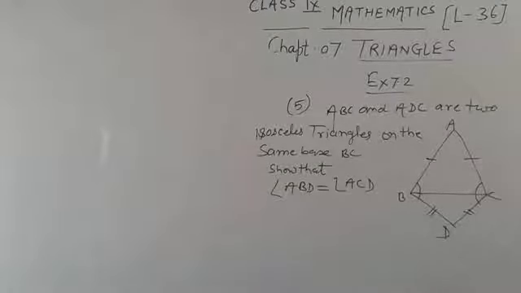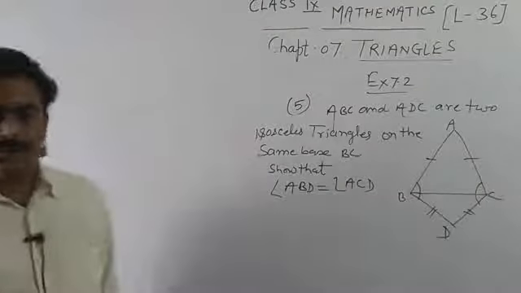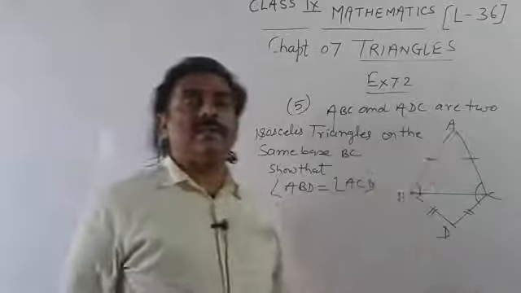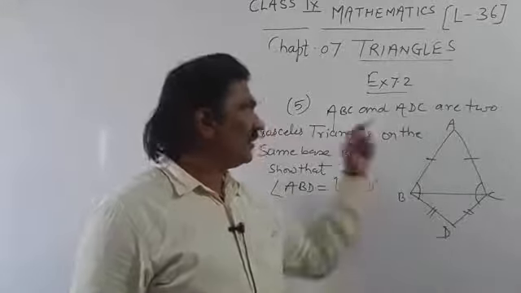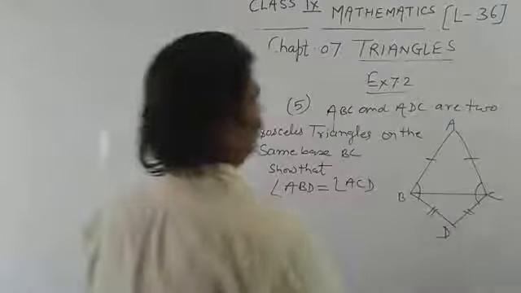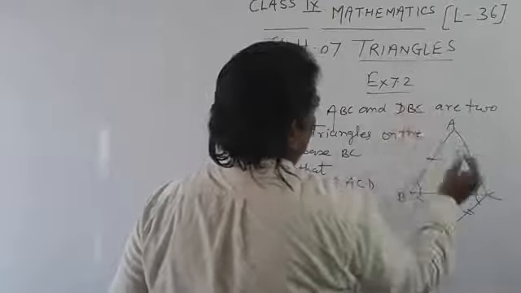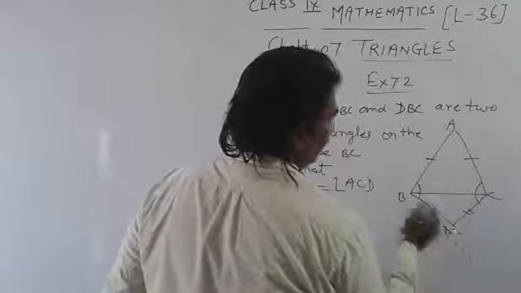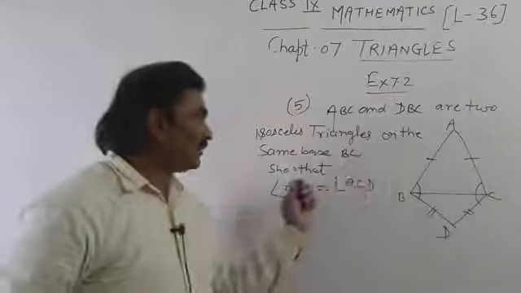So now students, we have question number 5 of exercise 7.2. So the question is ABC and ADC, sorry students, there is a correction. The question is ABC and DBC. Okay students, ABC and DBC are two triangles which are isosceles and on the same base BC.